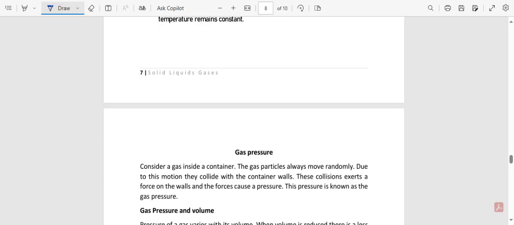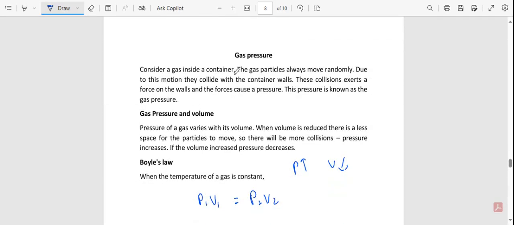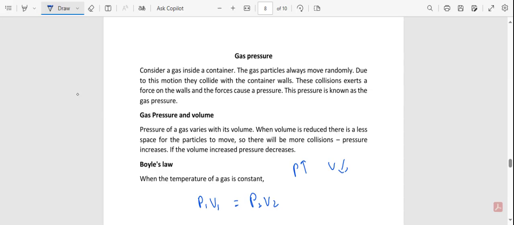So in the lesson we discussed, considering a gas, gas particles always move randomly. Due to this motion they collide with the container walls. These collisions exert a force on the wall, and the force causes the pressure. So that's how the gas pressure is exerted. And remember this one, they always ask about this: how the gas pressure occurs. So just keep this in mind.